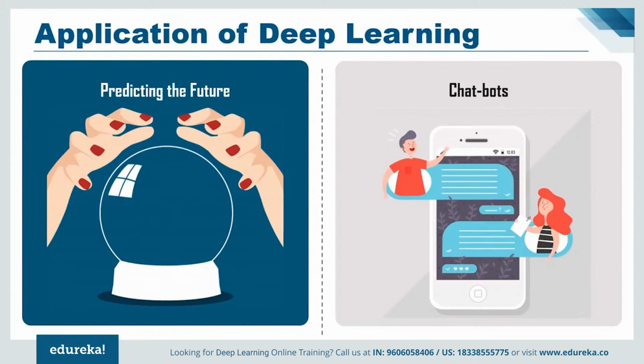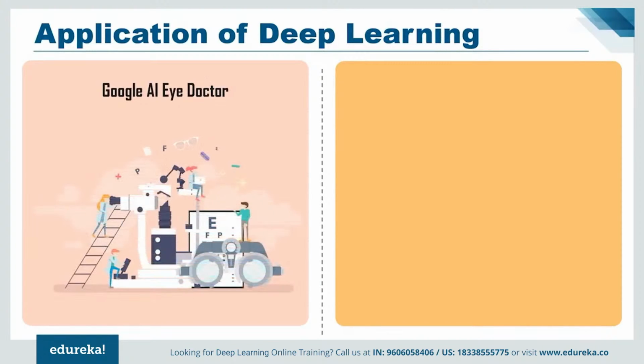Now, there is a very cool application of deep learning, which is the Google AI Eye Doctor. It is a recent initiative taken by Google where they are working with an Indian eye care chain to develop AI software which can examine retina scans and identify a condition called diabetic retinopathy, which can cause blindness.